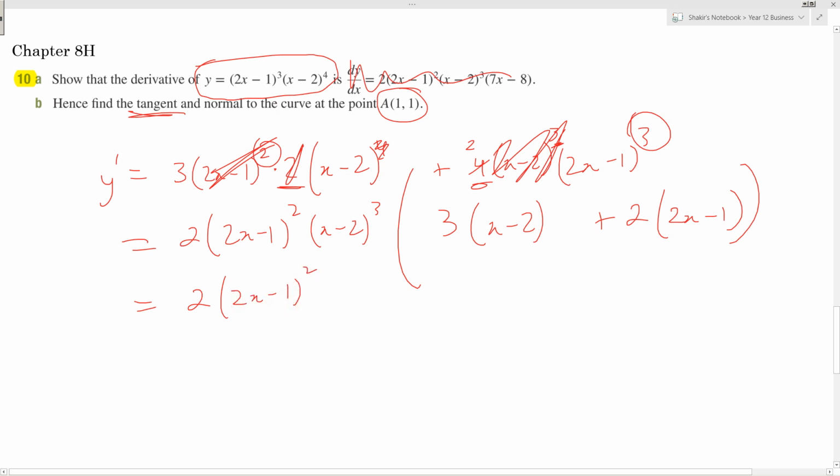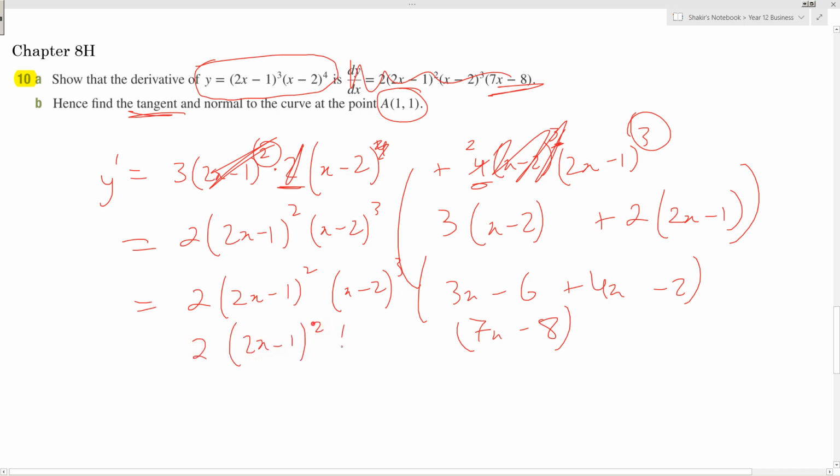So I'm just comparing it over there to see I've got the right thing. I seem to have done the right thing. And then let's just expand this. 3 times x, 3x minus 6 plus 4x minus 2. 3x plus 4x is 7x. Minus 6 minus 2 is minus 8. And I can see I've got the exact same thing as them. 2x minus 1 all squared, x minus 2 cubed. And I have successfully differentiated it.